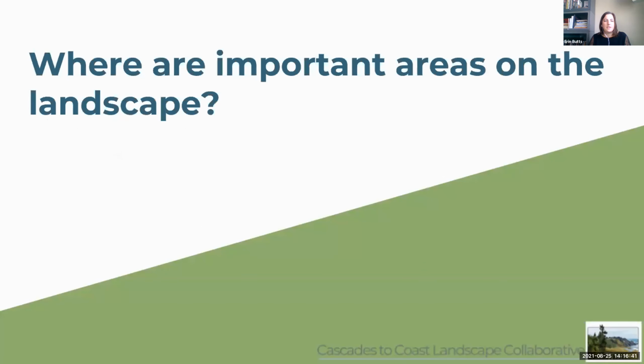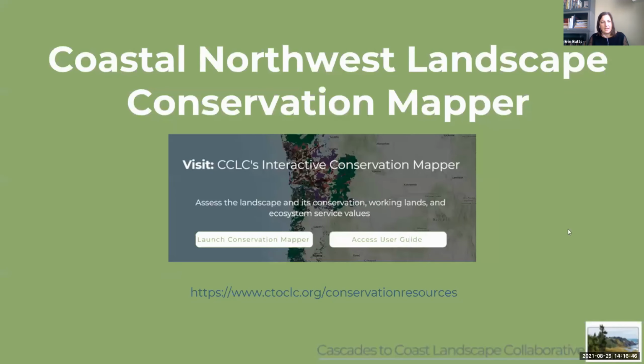So where are these important areas on the landscape? And that's why we created our Coastal Northwest Landscape Conservation Mapper, so that we could show where these values are. You can access the mapper through the CCLC website, and there's a button to launch the mapper and to access the user guide. I'll show this again later as well. So the following slides are going to be screenshots from the mapper showing some of the data and the synthesis products that are available within it.